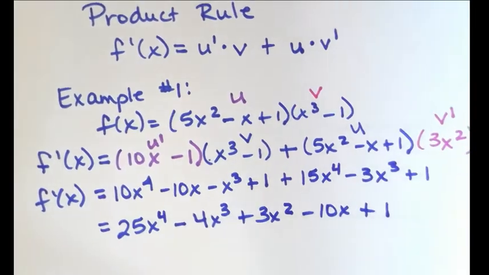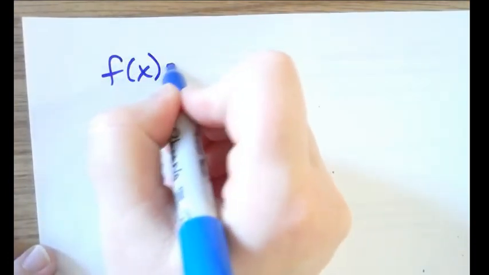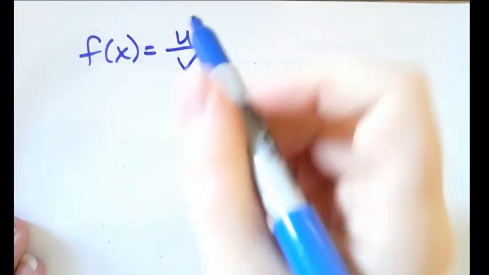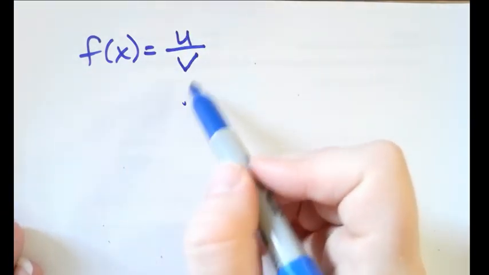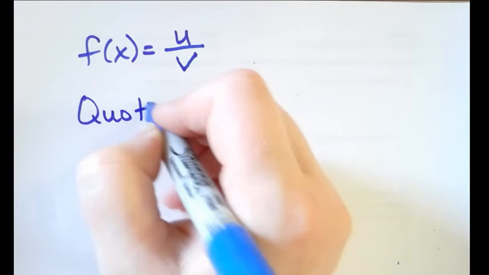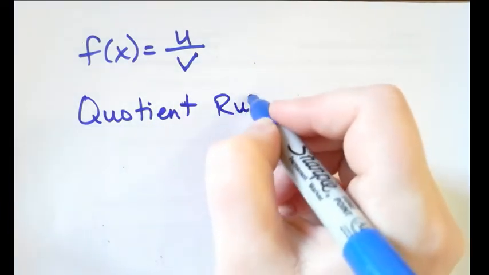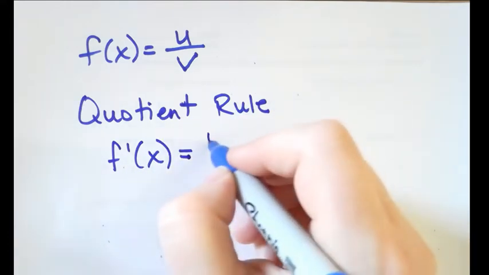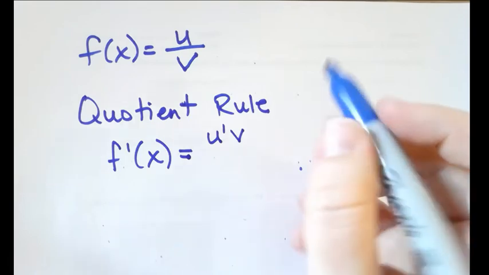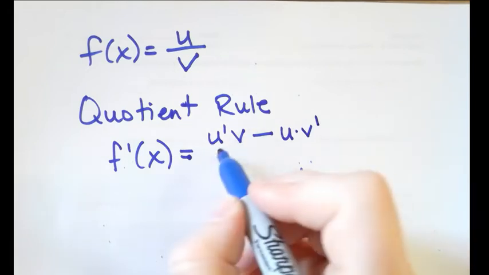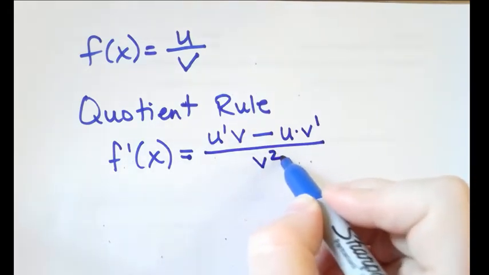because this is the derivative of our original function. The next rule that we want to talk about is the quotient rule. So this time, instead of having f of x be u times v, we have f of x equals u divided by v, so long as v is not equal to 0, because then we would have an undefined function at that value. So the derivative of this function using the quotient rule is f prime of x equals u prime times v minus u times v prime all over v squared.